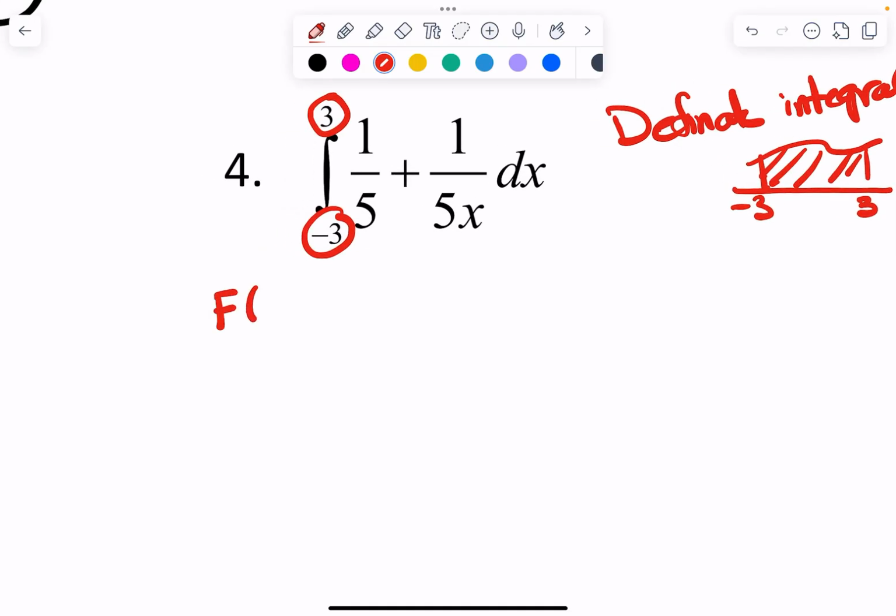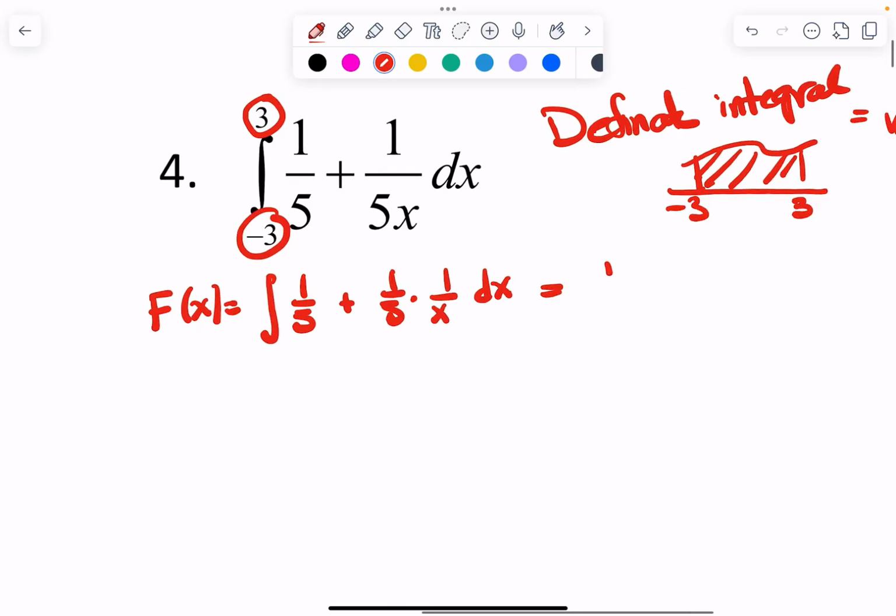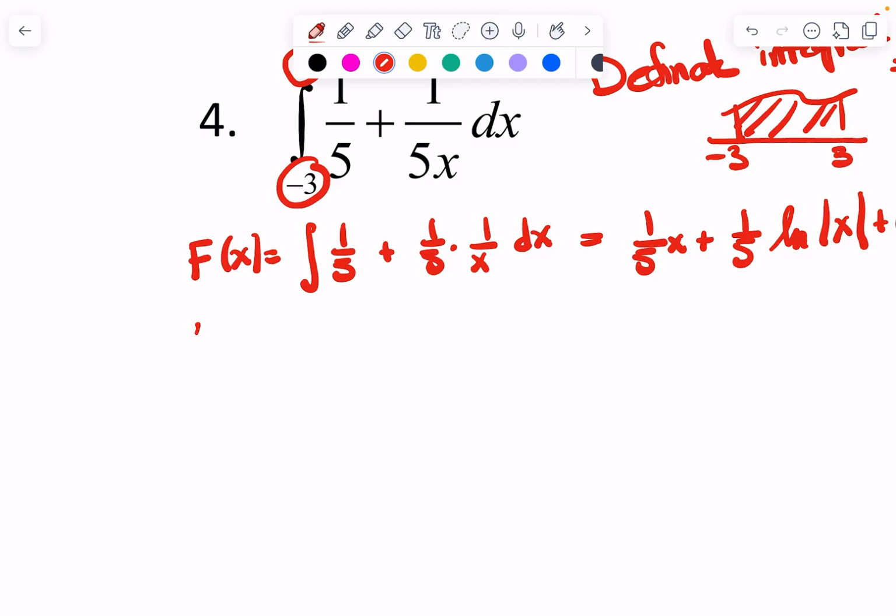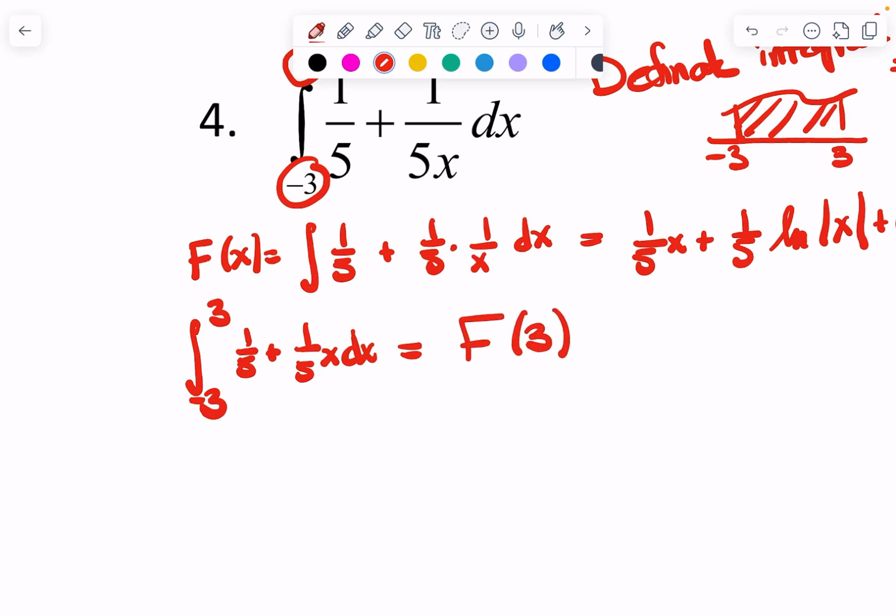First thing I need to do is figure out what big F is. Big F is the integral of 1/5 plus 1/5 times 1 over x dx, which gives me 1/5 x plus 1/5 ln absolute value of x. I will put the plus c there for that indefinite integral, but now we're going to say the integral from -3 to 3 of 1/5 plus 1/5 x dx is going to be equal to big F of 3 minus big F of -3.